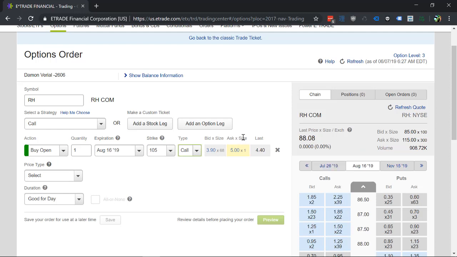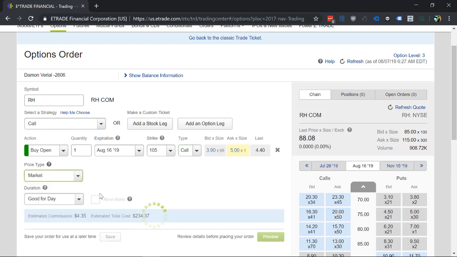You see here that there's not many people wanting to sell it. There's only 1 for the size. And the bidders, there are many. But because of this discrepancy, you have a very large spread between the price being offered for this option and the price that is being asked for the option. So that's a problem, because if you select market, what's going to happen is you're going to get the worst possible price. You want the best possible price, so you're going to select limit.